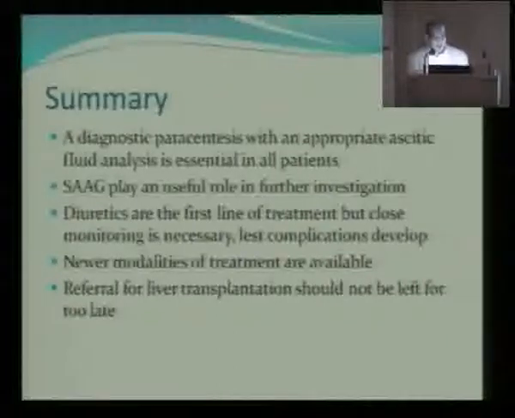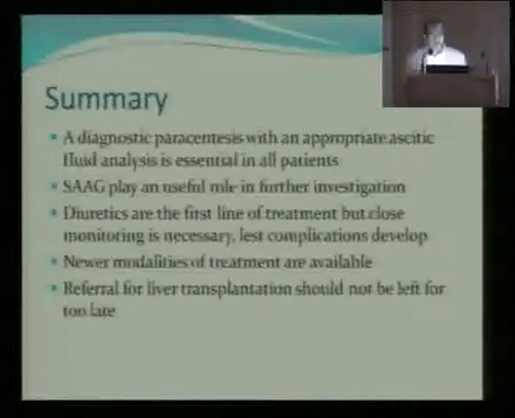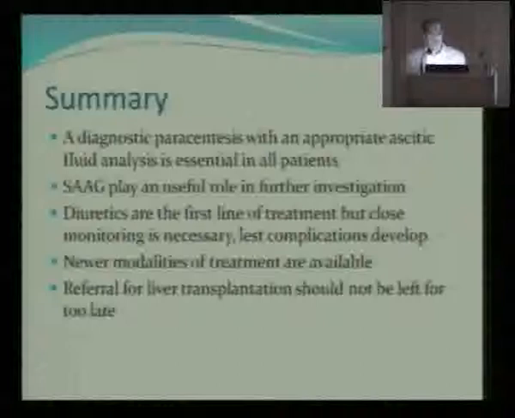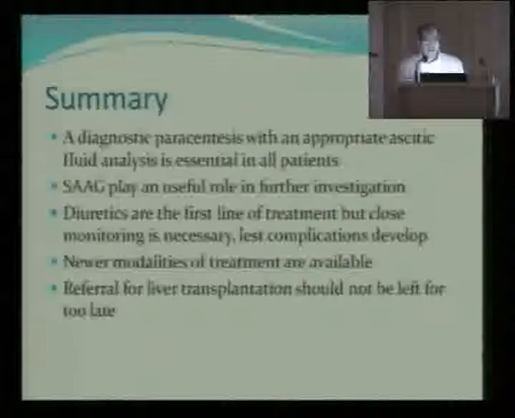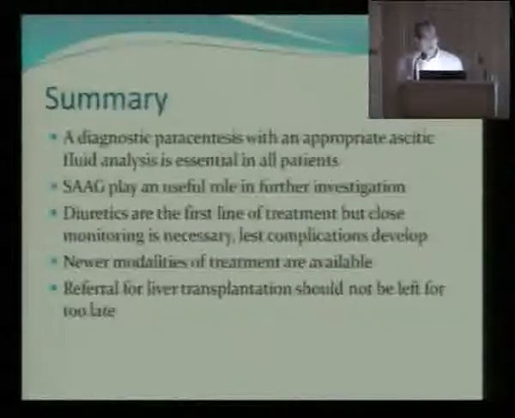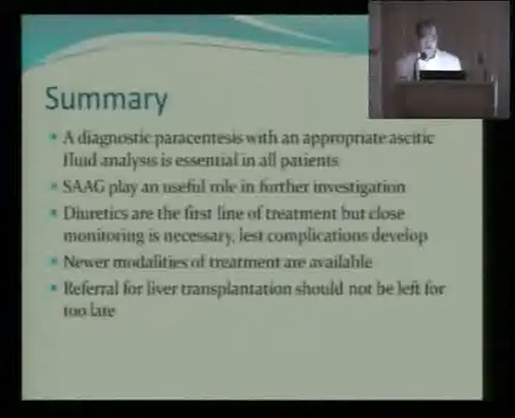So in summary, I feel that in a child with ascites, a diagnostic paracentesis with an appropriate ascitic fluid analysis is essential in all patients so as to make the differentiation. And establishing a serum ascites albumin gradient is useful. Diuretics still remain the first line of treatment with sodium restriction, but close monitoring is necessary. There are newer modalities of treatment available, but please choose the modality of treatment depending on what the underlying cause is. And where the ascites is not improving and the underlying cause is liver disease, end-stage liver disease, then the referral for liver transplantation should not be left too late.